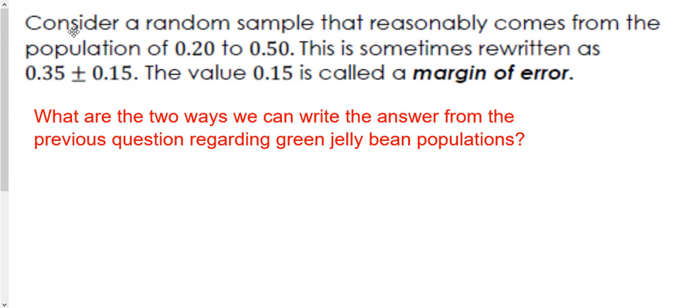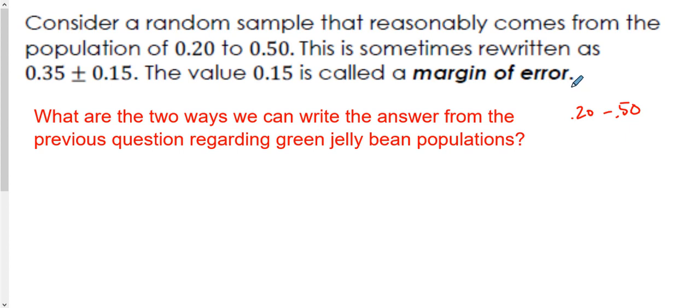So it says consider a random sample that reasonably comes from the population of 20% to 50%. This is sometimes rewritten as 0.35 plus or minus 0.15. The value 0.15 is called the margin of error. So let's talk about this right here. So if you had something that could possibly have only been from 20%, 0.20, to 50%, 0.50.